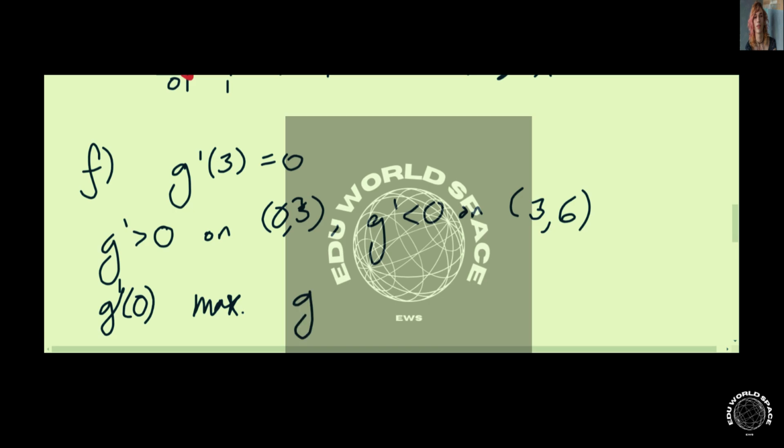and g prime is decreasing on the interval 0, 3.